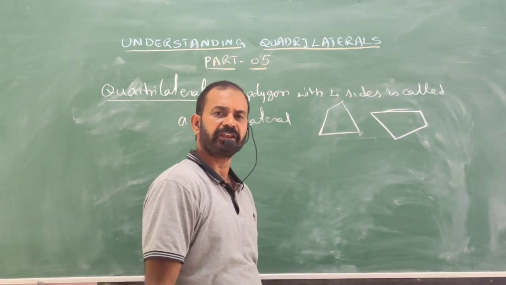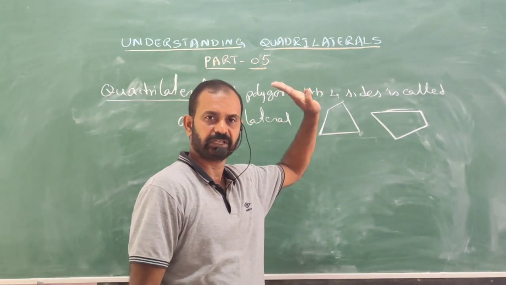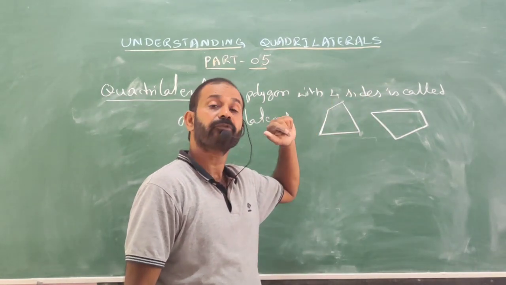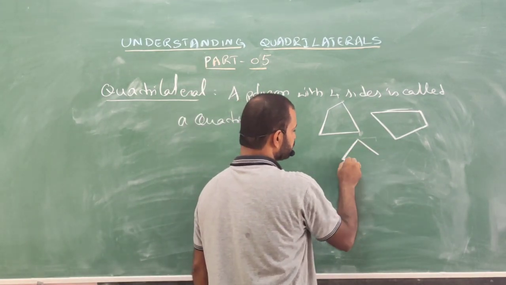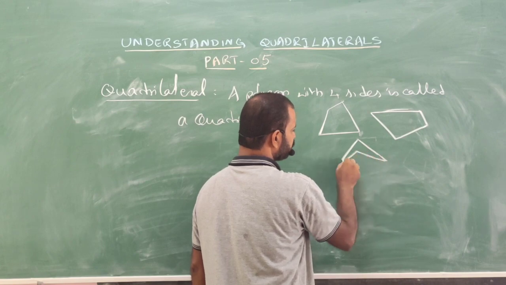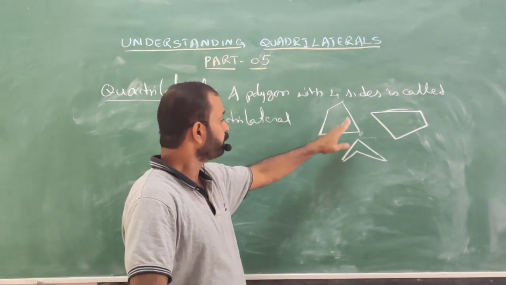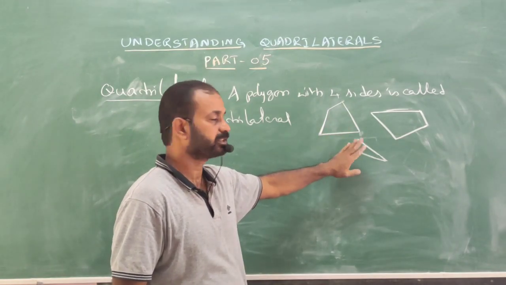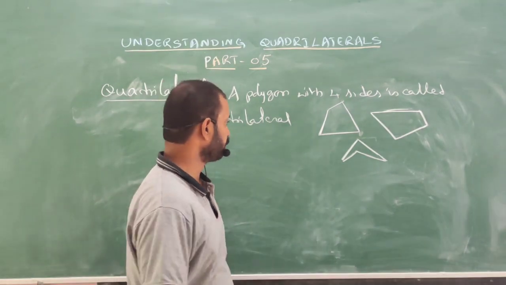You can draw in any way a closed figure with four sides. That's all. Now, if someone has a doubt, sir, can't we draw like this? Why not? This can also be drawn, but this is a concave figure. We are not dealing with concave figures. Now we are dealing only with convex figures.